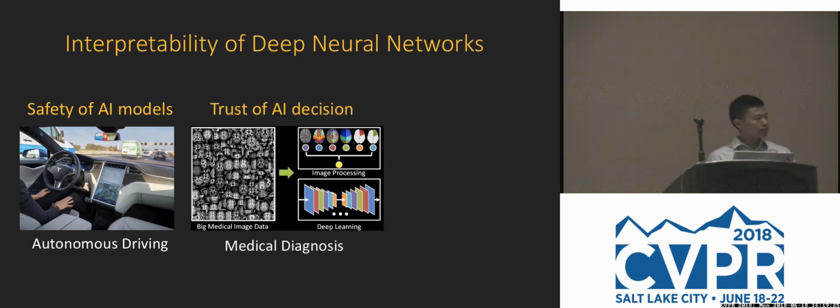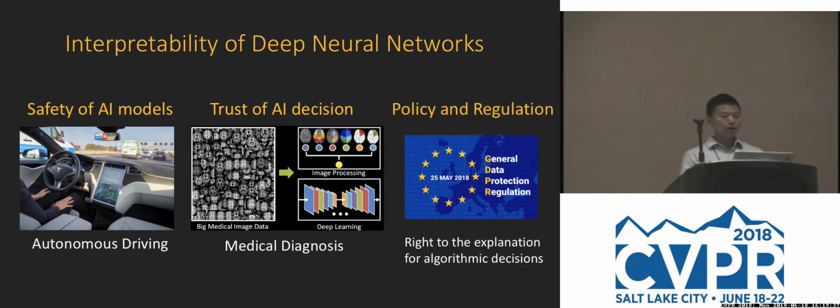Interpretability is also relevant to the trust of AI decisions. Say this AI model tells you you have cancer. How much confidence or trust can you put in those AI medical diagnoses? Interpretability is also relevant to policy and regulation. For example, the GDPR regulation recently issued by the European Union has items stating that ordinary people have a right to an explanation for any algorithmic decision. So basically, you have to provide some explanation for algorithmic decisions if you want to deploy AI models.